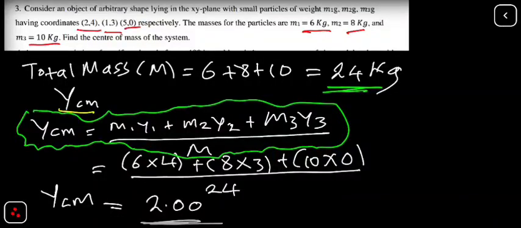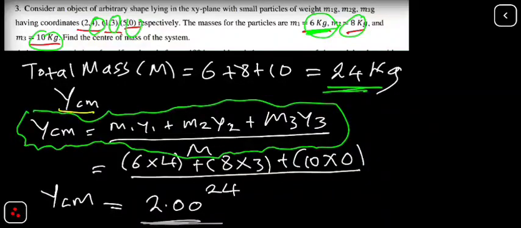What is our m1? Our m1 is 6, and our y1 is 4. m2 is 8, y2 is 3, m3 is 10, y3 is 0. After doing that, you divide by 24, which is the total mass, and you're going to find 2.00. Kindly note that the center of mass is supposed to have the x coordinate and the y coordinate.